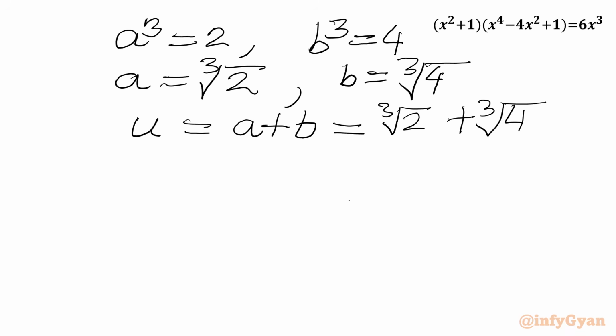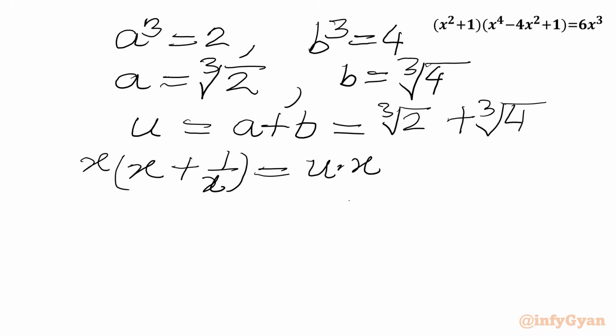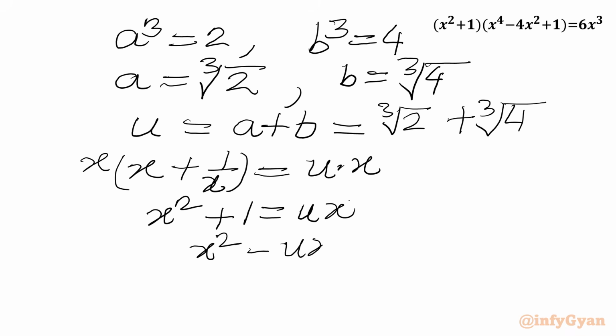u was our substitution. x plus 1 over x was u. So I will write x plus 1 over x equal to u. x cannot be 0, so we can easily multiply both sides by x. We will get one quadratic, x square plus 1 equal to ux. By writing all the terms to one side, x square minus ux plus 1 equal to 0. Now we will use the quadratic formula straight away. So we will get x in terms of u.